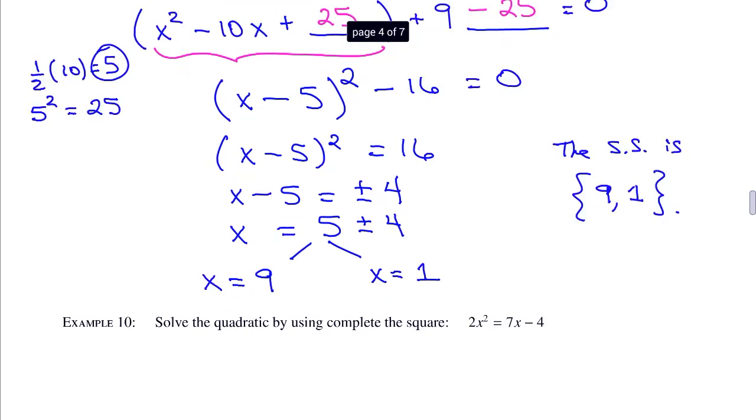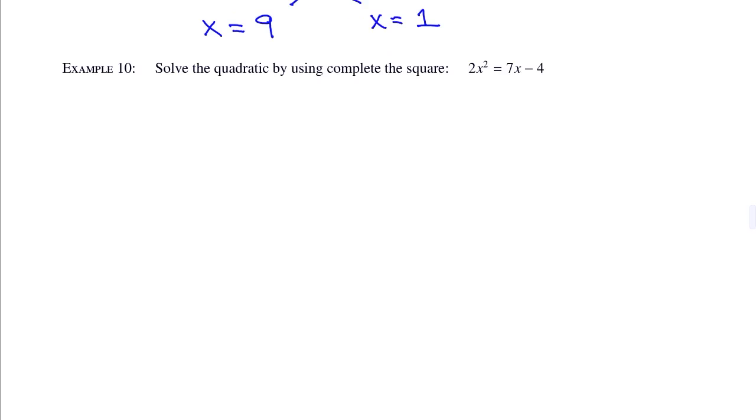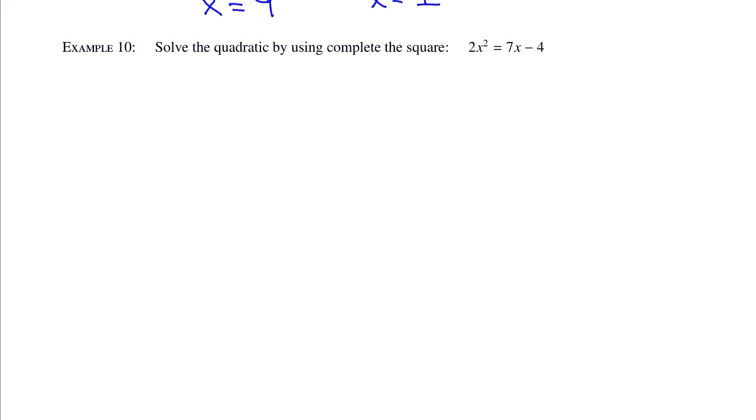Next, let's look at example 10. Solve the quadratic by using complete the square. We have 2x squared is equal to 7x minus 4. Again, we need to write everything on the left side. So we get 2x squared minus 7x plus 4 equals 0.